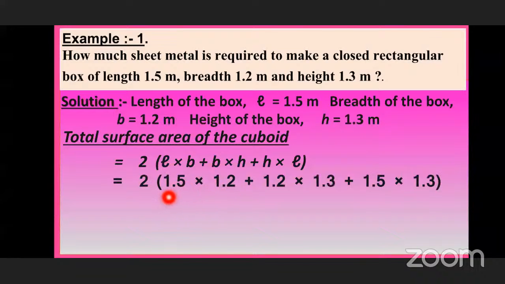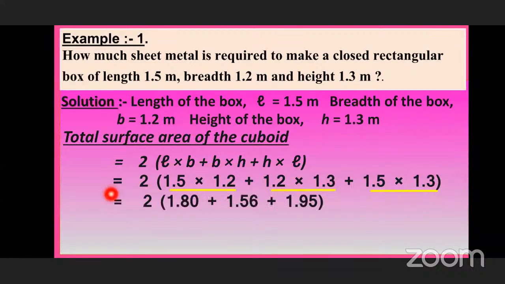What will we multiply? We will multiply 1.5 with 1.2, or 1.2 with 1.3? Multiplication of which numbers are we going to do? 1.5 into 1.2. Yes, we are going to find out the product of 1.5 and 1.2, 1.2 and 1.3, and then 1.5 by 1.3. Yes, we will see the answer, children. So this multiplication we are going to perform now.